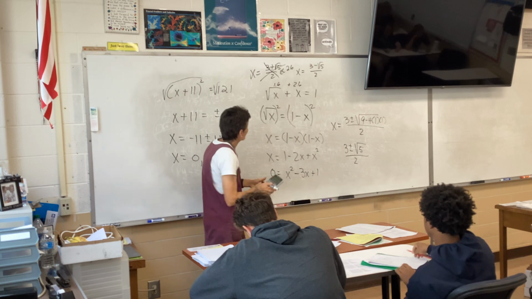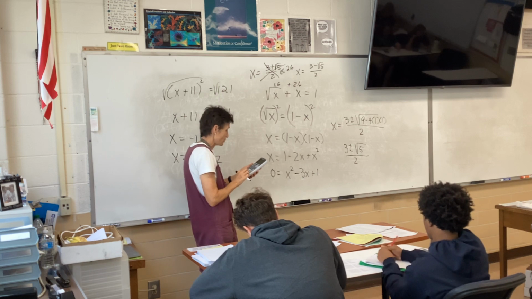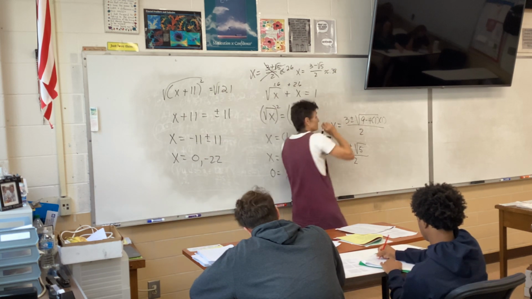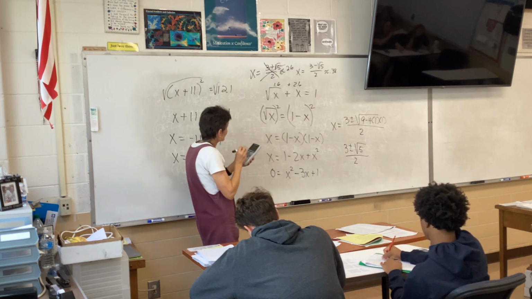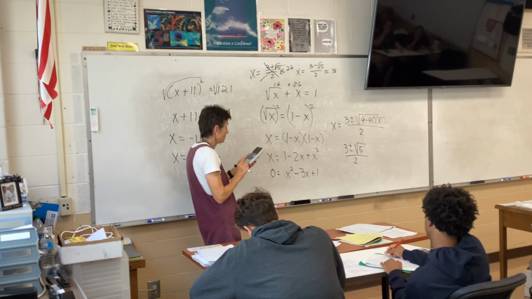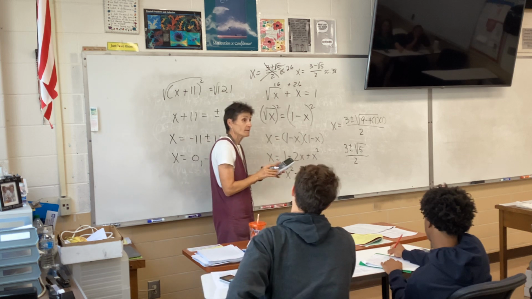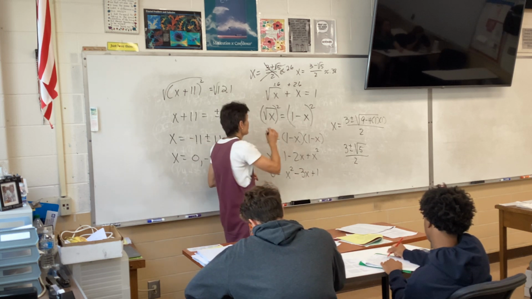So now I'm going to check the other one. 3 minus the square root of 5, divided by 2. That one is about 0.38. So now I'm going to take the square root of that number and add it to itself. And guess what? That one works. When I do that, I get 1.